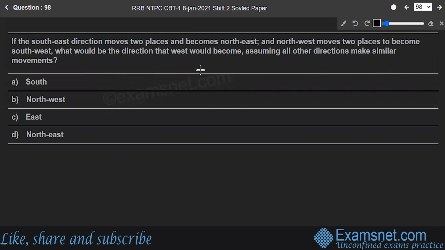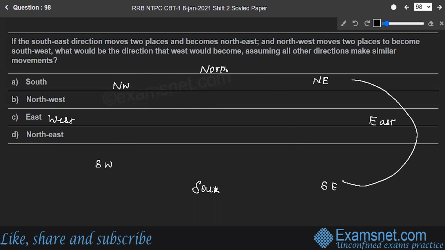This is north. Let's make it over here. North, here is south, east, west. This one is northeast, southeast, southwest, and northwest. Now, if southeast direction move 2 places and becomes northeast, so it moves here, right? These were the directions.